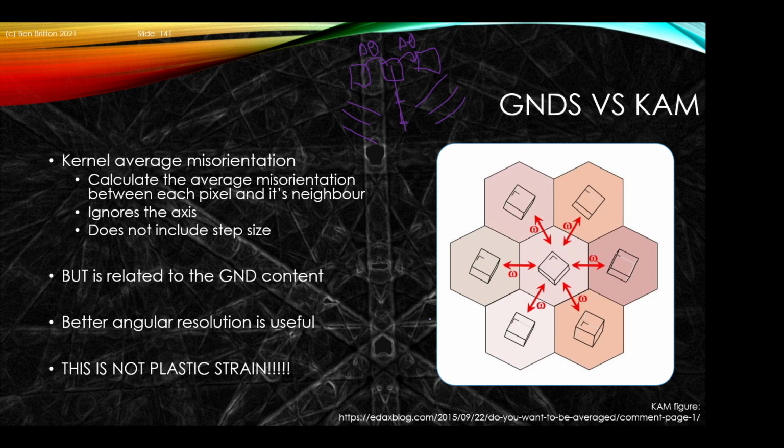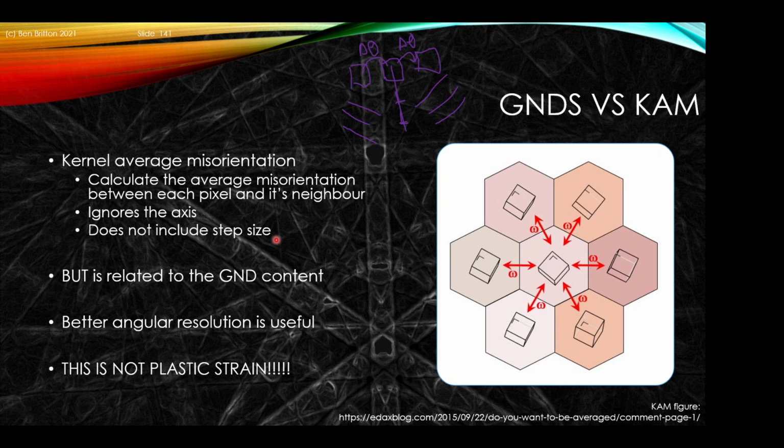Importantly, if you're going to use KAM analysis, it's resolution dependent, based upon how good your Hough-based approach is doing. There are some systematic issues. It ignores the axis of rotation, and specifically the KAM does not include step size. So you need to have a consistent step size between measurements for your KAM to be valuable to tell you a story about your problem.